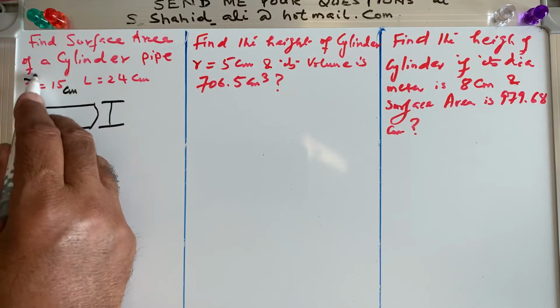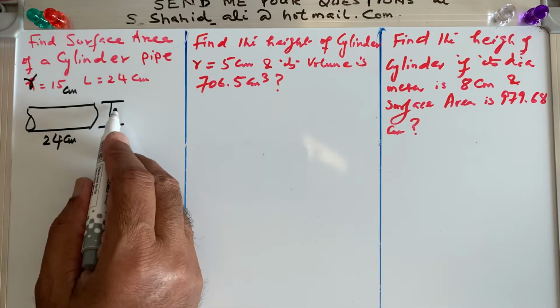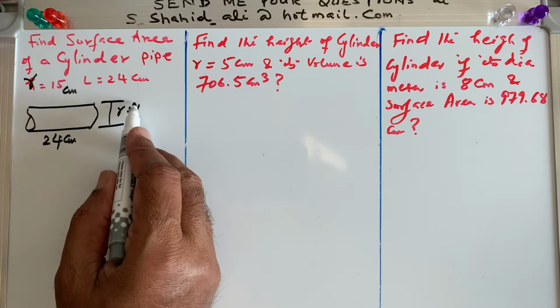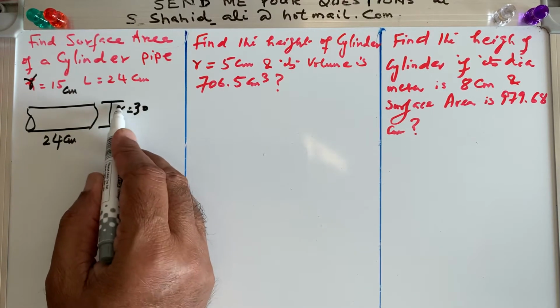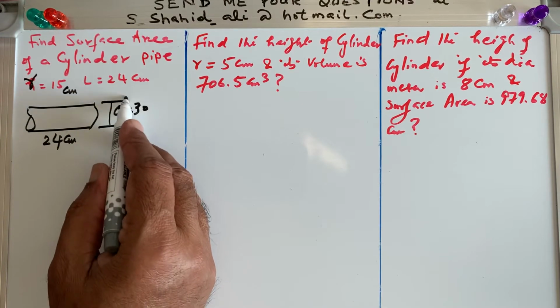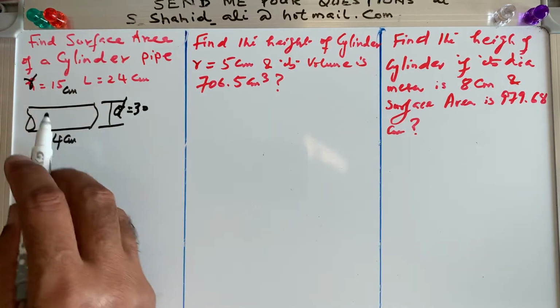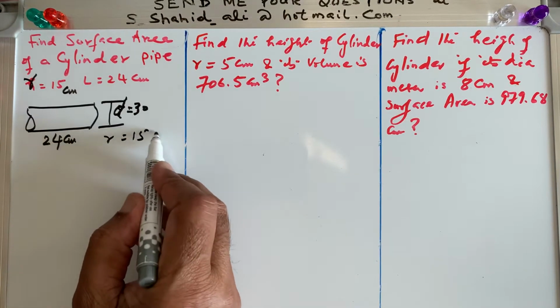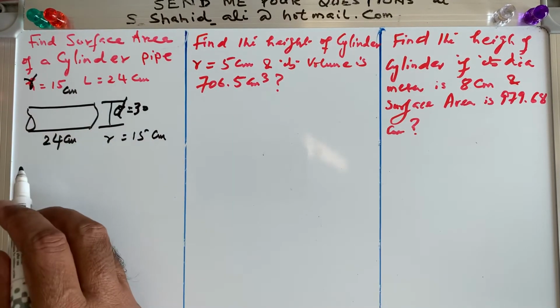This is radius. Radius is 15 centimeter. So radius is 15, that means diameter is 30, right? So if I am writing diameter here, sorry for fumble. So here is the radius given, right? So radius is 15 centimeter. We need radius, so it's not a problem.